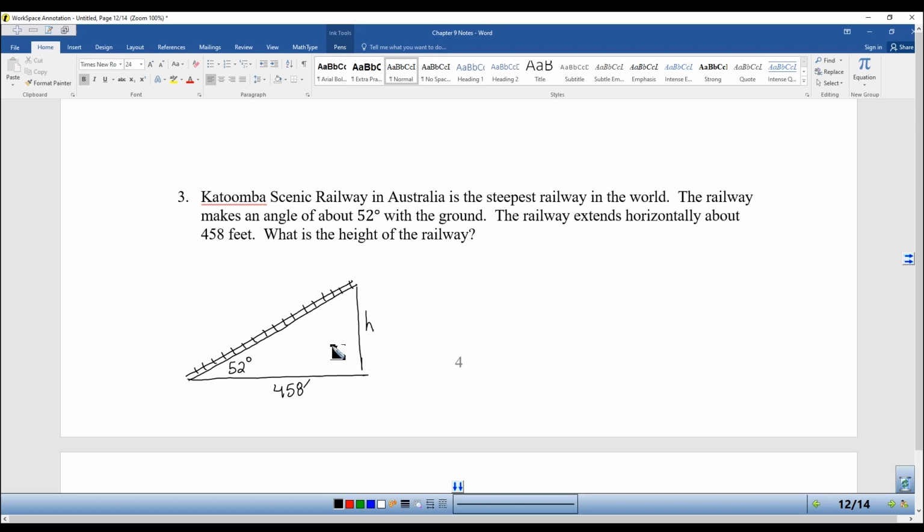So I think to myself, I want to know the side opposite, but what I know is the side adjacent. So this time I'm going to use tangent. So tangent of 52 is opposite over adjacent. I clear my fraction by multiplying both sides by 458. And then because this is not one of my known angles, I can use my calculator. 586.213 feet.